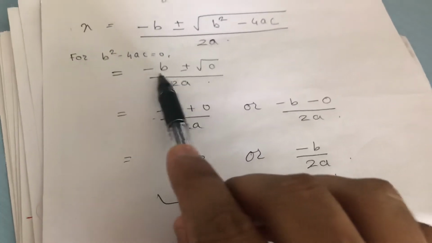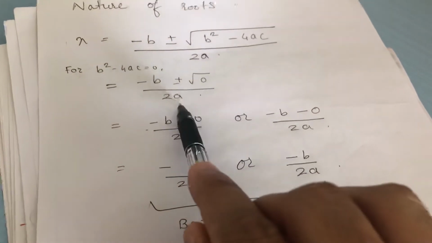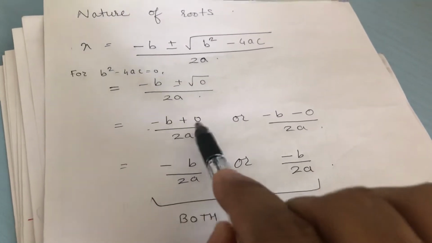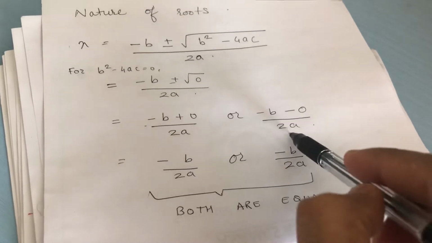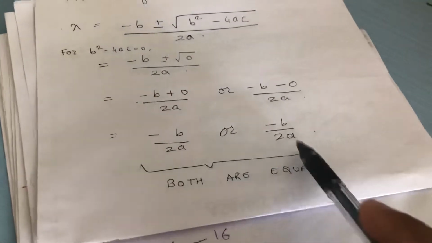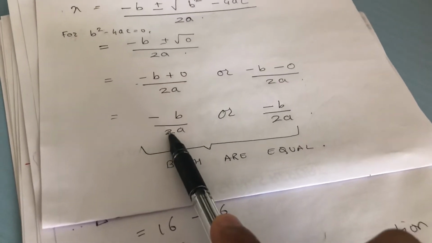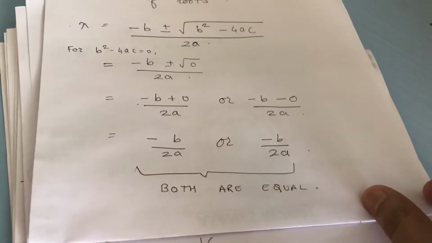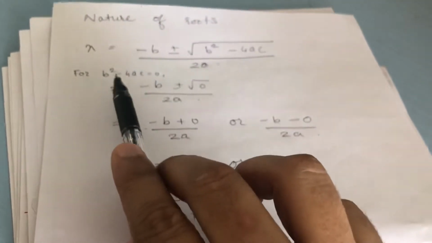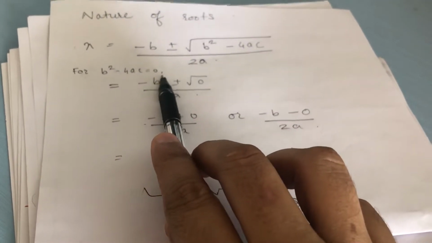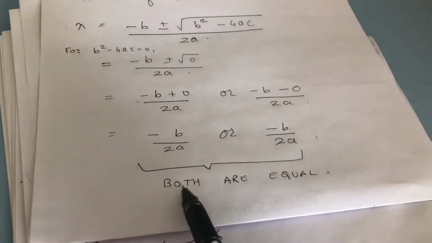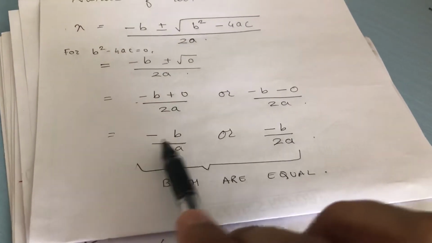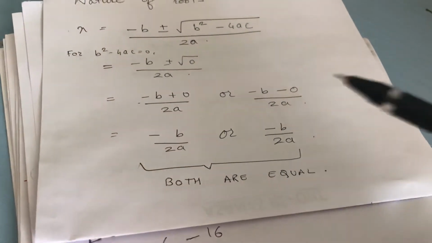So you will get minus b plus or minus root 0 upon 2a. Root 0 is nothing but 0. So you get minus b plus 0 upon 2a or minus b minus 0 upon 2a. Hence you will get these two roots. So if you see carefully, both of them are equal. So we came to a conclusion that if b square minus 4ac is 0, then we can say that both the roots are equal and they will be real numbers because a, b are all real numbers.